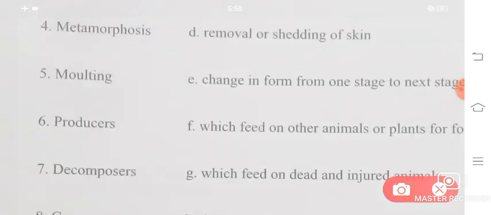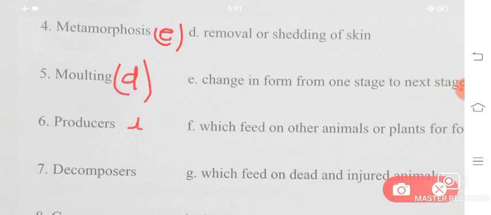Next is number 4, metamorphosis. Change in form from one stage to the next stage. That is number E. Next, number 5, molting. Removal or shedding of your skin. That is D. Number 6, producers, which produce their own food.